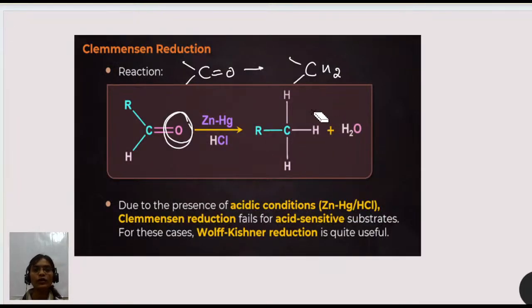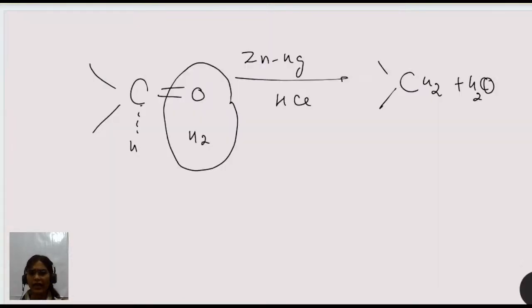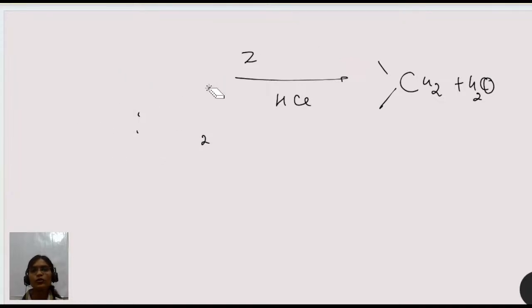Now, the second point. Look at this point, the yellow one. Do you know what this is? Due to the presence of acidic conditions, the zinc amalgam reduction, the Clemmensen reduction, we are not going to use. Not getting it? I'm also not getting it. So what is the point to be noted here?